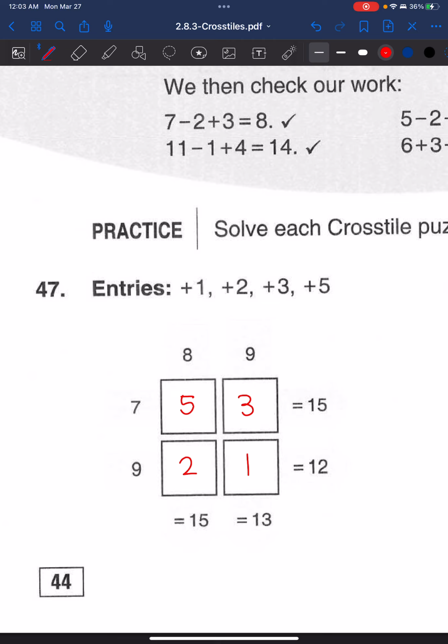5 plus 3 is 8, and 7 plus 8 is 15, so this row works. 2 plus 1 is 3, and so 9 plus 3 is 12, so this row also works. Now let's look at the vertical columns. 5 plus 2 is 7, and 8 plus 7 is 15, so this column works. And 3 plus 1 is 4, and 9 plus 4 is 13, so this column works. And we have solved the crosstile puzzle.